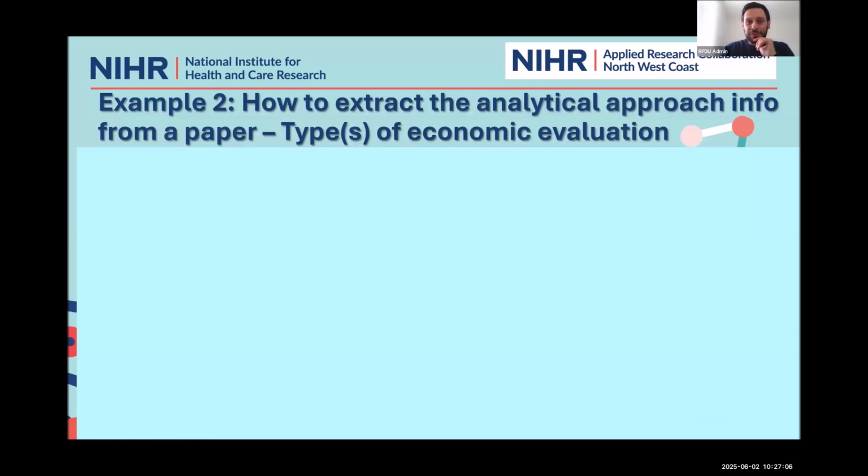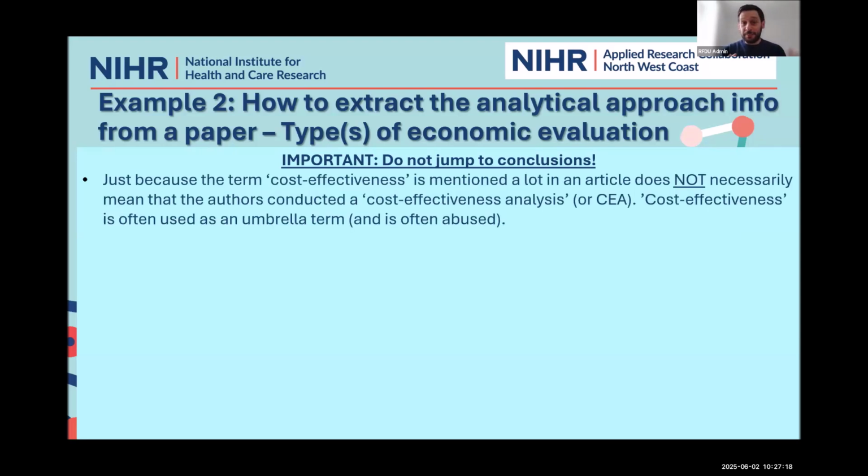So how do we extract the analytical approach from a paper, looking at the types of economic evaluation. The first thing I will say: do not jump to conclusions. When you open your PDF later, you will probably see the term cost effectiveness a lot in your paper. That doesn't mean that the authors conducted a cost effectiveness analysis. Cost effectiveness is mentioned a lot in papers because it's used as an umbrella term in a way. So we talk about the cost effectiveness of an intervention, for example. It is basically equivalent to saying the value for money of an intervention, but that does not necessarily mean that the authors conducted a cost effectiveness analysis, which is something different.